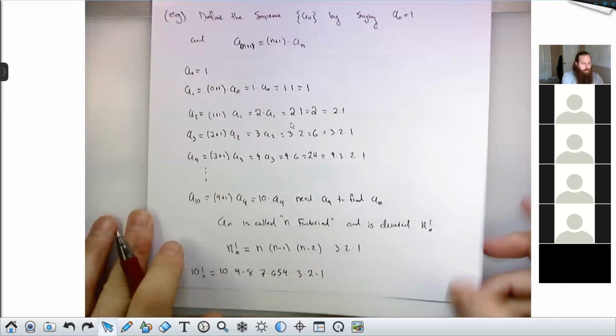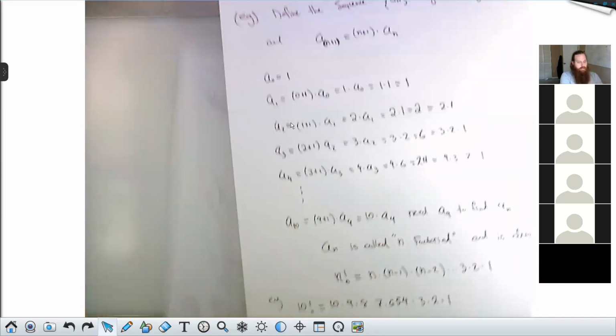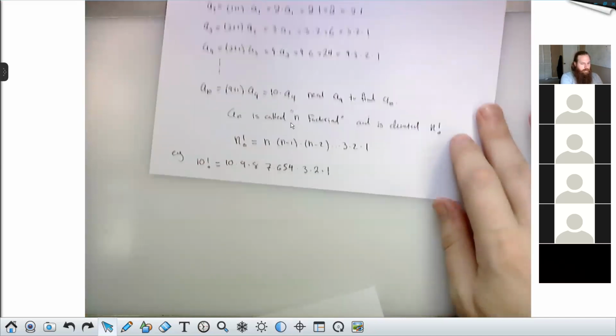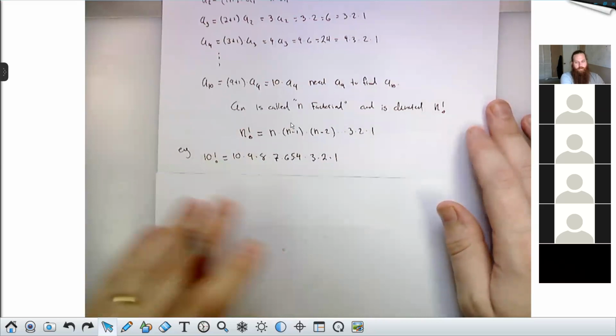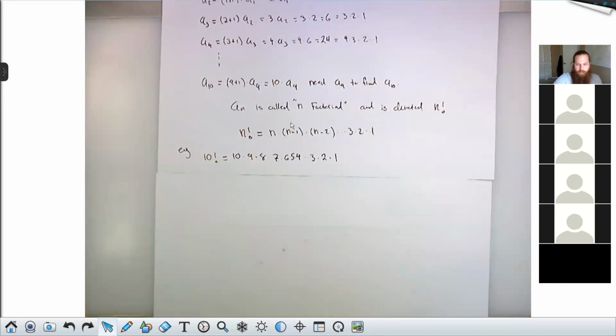One of the things that we're going to be doing a lot of in this class is simplifying factorial expressions. So I wanted to give you a little bit of practice with that today before I let you go. How am I doing on time? 5 minutes. All right.